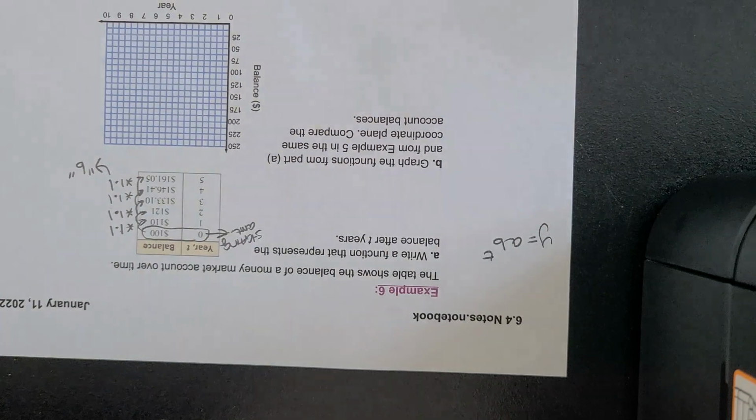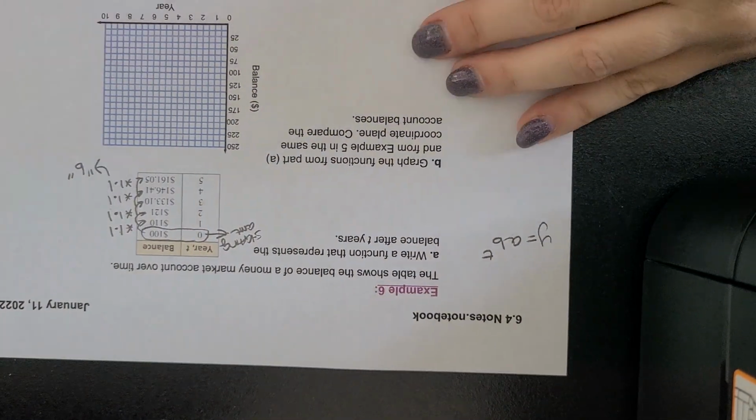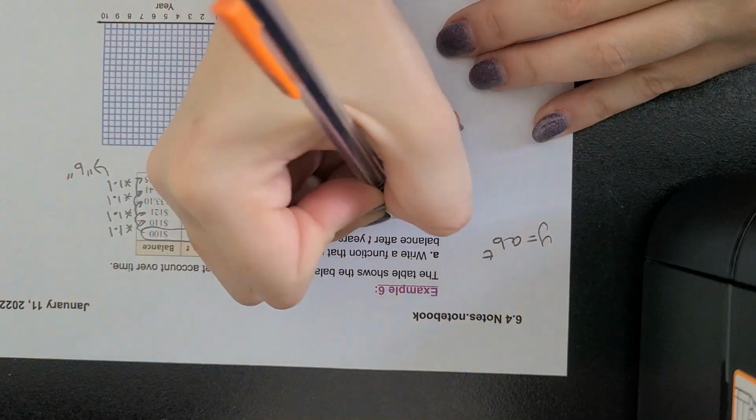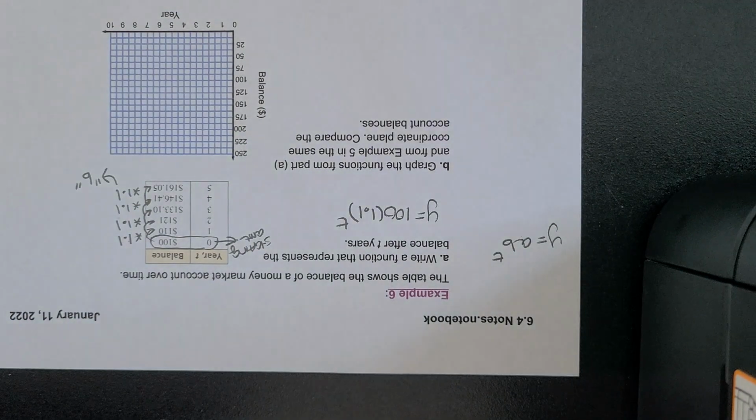So that's going to be our b. That's going to be our growth or decay factor. In this example, it's growth, obviously. So it's going to be 100 times 1.1 to the power of t.